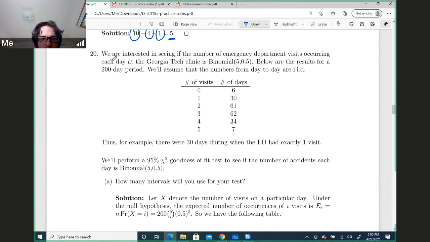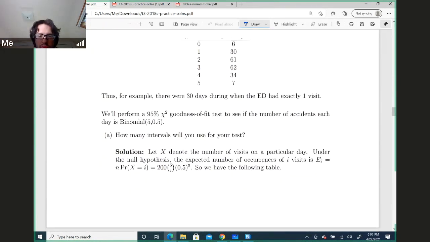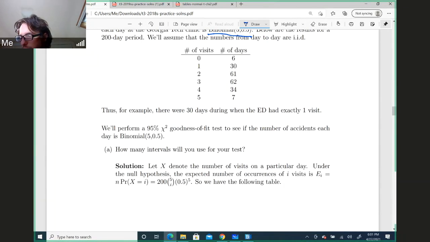So, question 20. We are interested in seeing if the number of emergency department visits occurring each day at the Georgia Tech Clinic is binomial. So we have some visits and we have some number of days that contain that number of visits. So how many intervals will you use for your test? A lot of this stuff is pretty similar to the stuff you did on your homework.